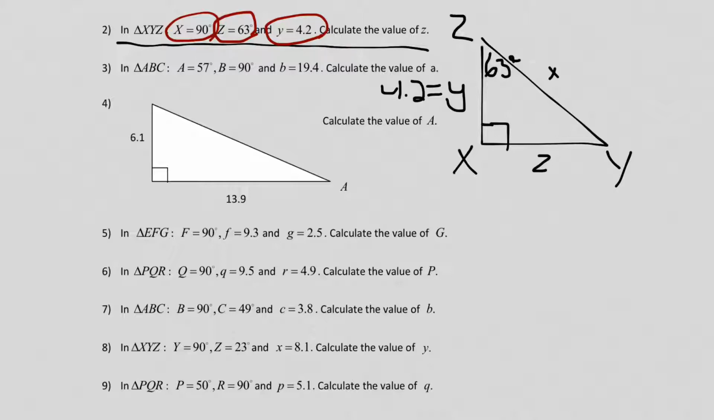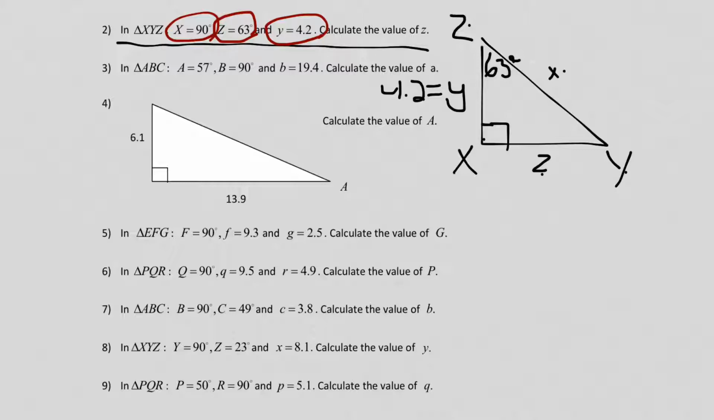What did we start with? We had x at 90 degrees, and lowercase x is right across from it. Z was 63 degrees. It didn't matter whether I put it up top or over on the bottom right. I chose up top arbitrarily. That angle is 63 degrees, and small z is right across from it. That makes, by default, this last lower right-hand side capital Y, and directly across from it is lowercase y at 4.2. So if you always line up your angles directly across from the sides, everything should work out.